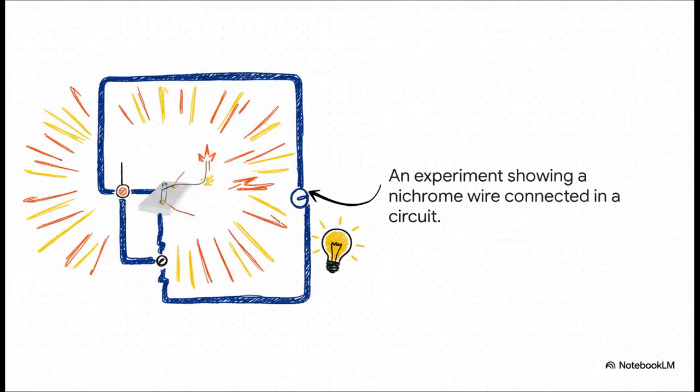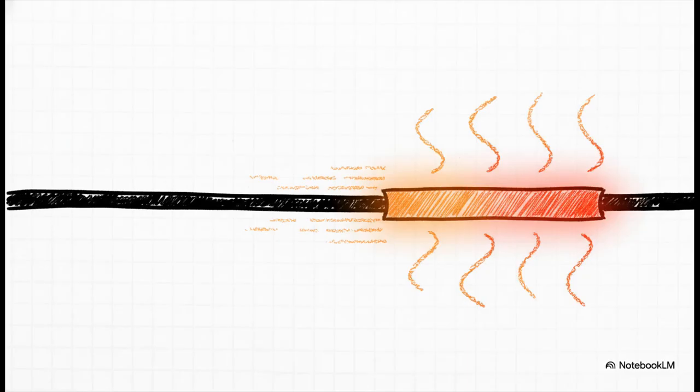Well, the reason is actually pretty simple. Whenever an electric current flows through a wire, that wire gets hot. Take a look at this experiment here. That's a nichrome wire connected in a circuit. And as soon as the switch is flipped, you'd be able to feel that wire getting warmer. And this simple fact has a very important name. We call it the heating effect of electric current. It's one of the most basic and powerful things about electricity. The flow of current creates heat.